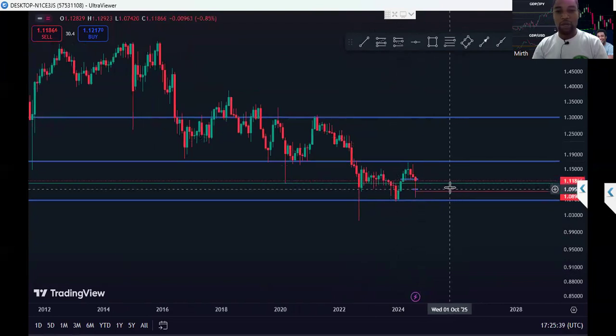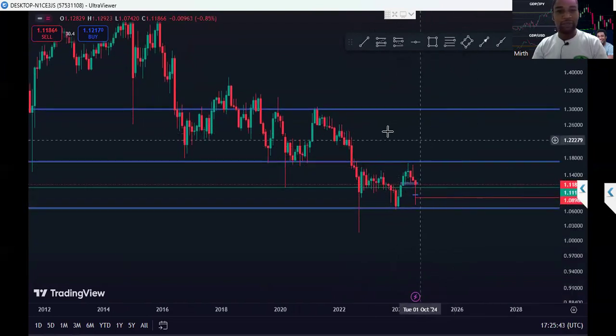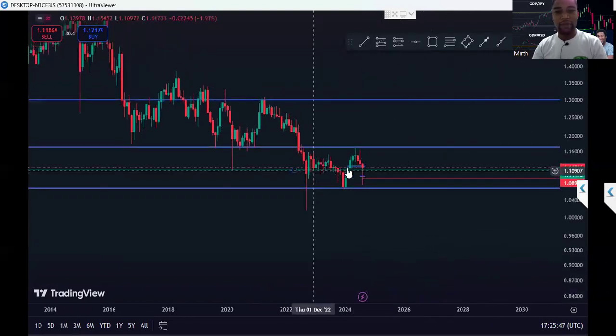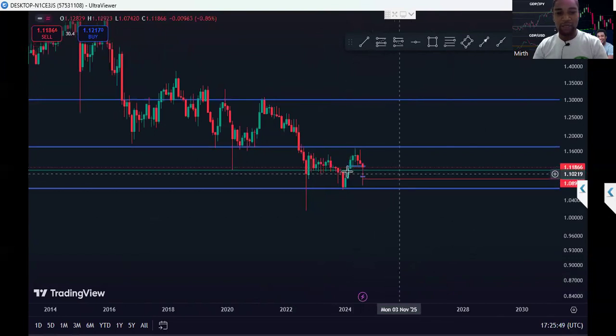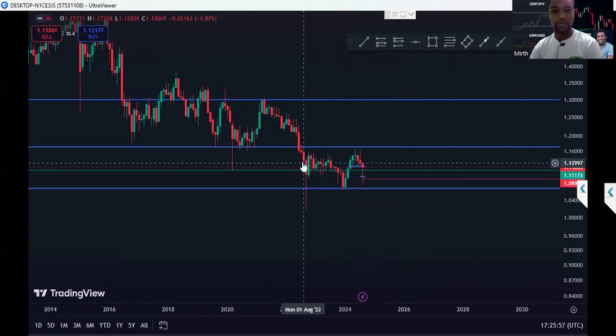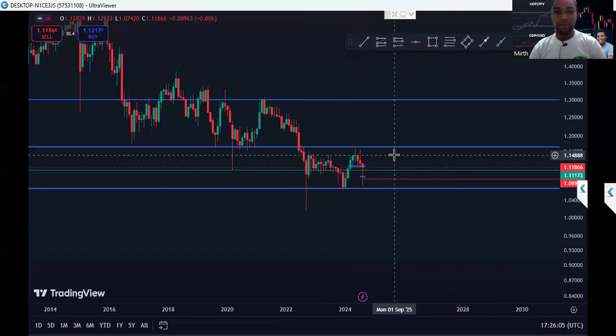I was looking at this previously like a kind of inverse head and shoulder pattern. If you look here, it's looking like a left shoulder, and here is looking like a right shoulder. I was expecting the market to push up from this area, but the market did not just do that.